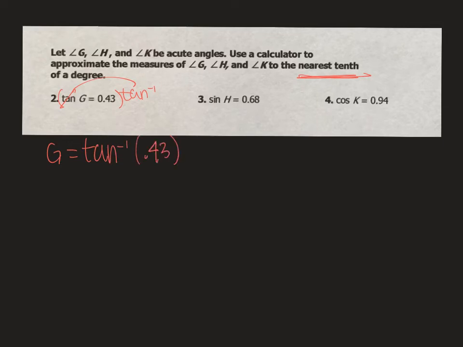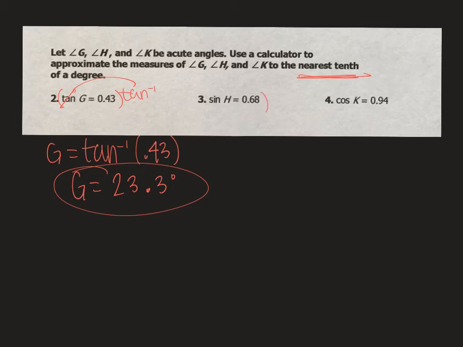And in your calculator, you're just going to type in your inverse tangent of 0.43. So second tangent, 0.43, which to the nearest tenth is going to give you about 23.3 degrees. And we're doing the same thing with sine and cosine in 3 and 4. So I would encourage you to pause and try those two on your own, type them into your calculator, see what you can get, and then come back and compare it to what I have.